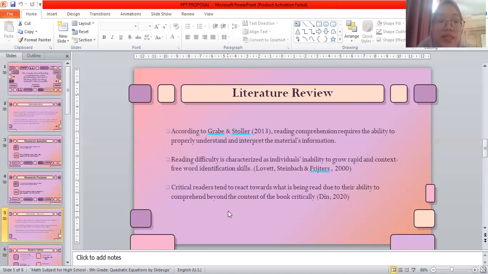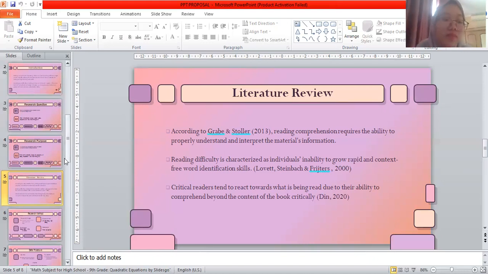And next is the literature review for critical thinking. I have the study from Dean in 2020. It talks about critical thinking and how it can be reflected in the reading tasks of college students.